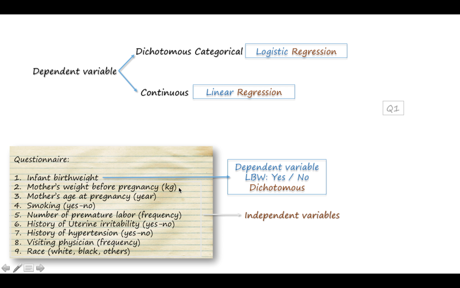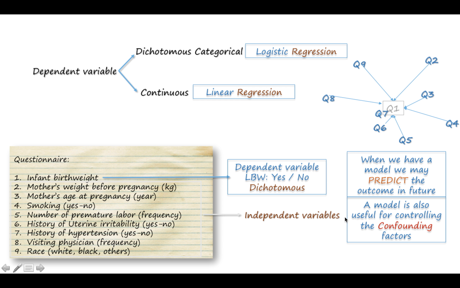So question number 1 is in the center, and we have other questions for prediction, but the effects of the other questions are not necessarily the same. Some of them maybe have a much higher effect or contribute more to the prediction, and others maybe less. This is what we are going to find in a regression analysis. So this is a model, and this model is also sometimes useful for controlling the confounding factor.